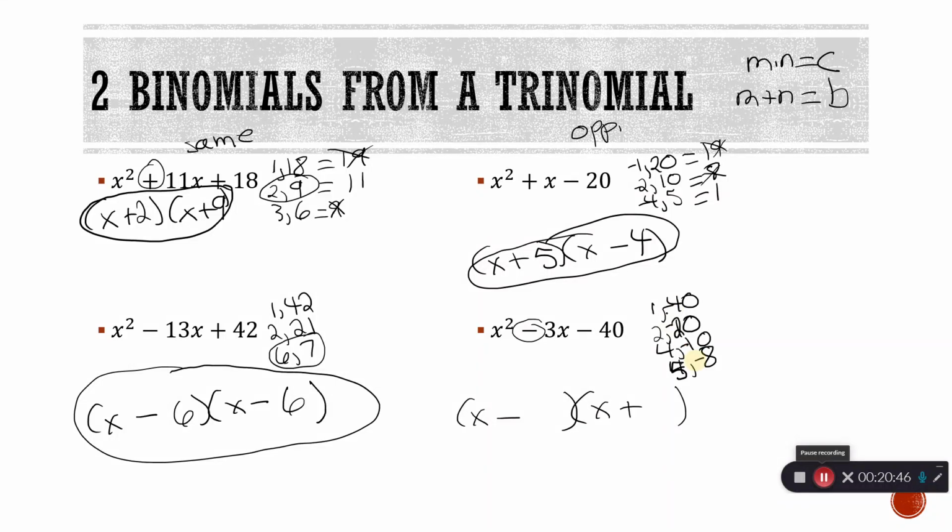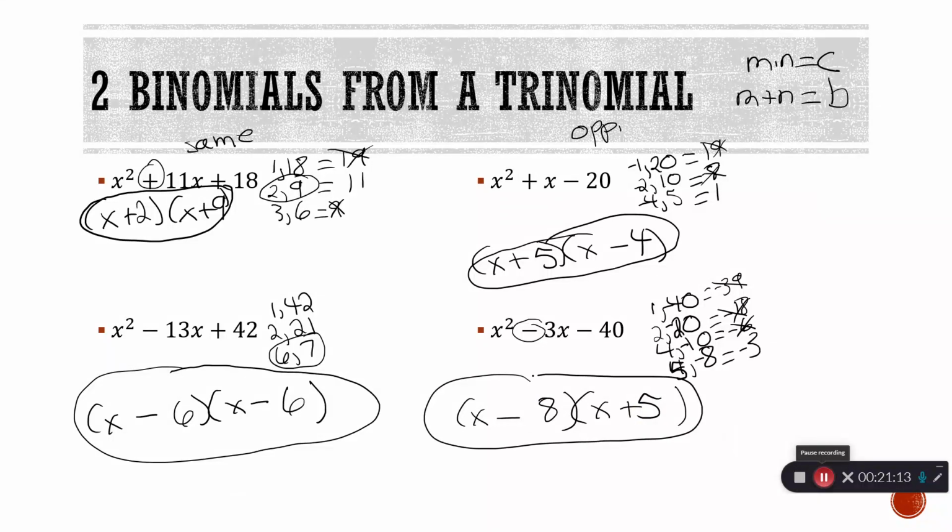Okay, that's negative 39. Not that. That's negative 18. Not that. That's negative 6. Not that. Oh, but that's negative 3, because negative 8 plus 5 is negative 3. There we are.